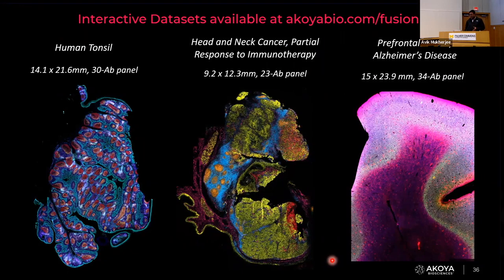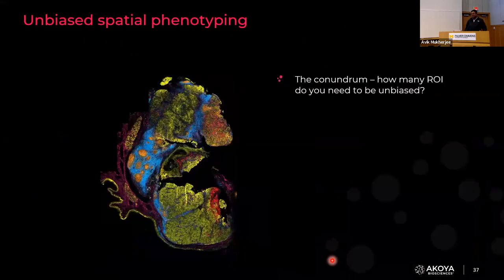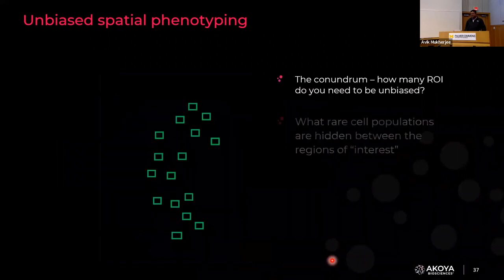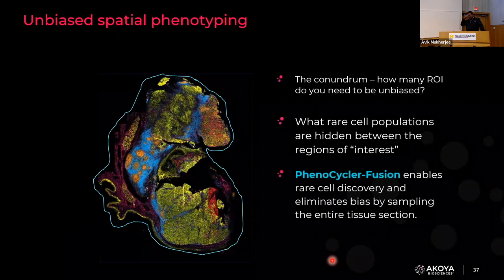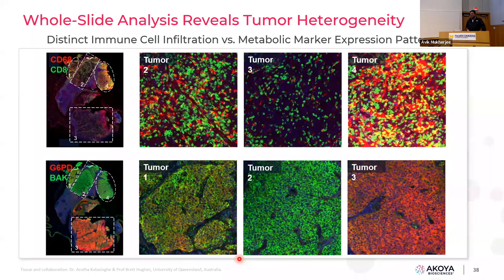So when you are analyzing this tissue, the important conundrum that people had for a long time is how many ROIs makes it unbiased? Maybe 5, maybe 15. But there are always populations of cells that you are leaving out before knowing whether they're important or not. So with PhenoCycler-Fusion, you can do this kind of whole slide analysis. And if you look at this image itself, it has a diversity of different tumors. When you do whole slide imaging, you can see the heterogeneity that comes up, with more cell infiltration versus metabolic marker expression in the same piece of tissue.